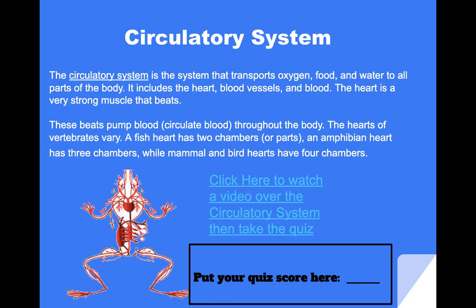Different kinds of vertebrates have different hearts. A fish heart has 2 parts, or chambers we call them. An amphibian heart has 3 chambers. Mammals and birds, we're a mammal, have 4 chambers in their hearts. We got complex hearts. Don't break my heart, man.